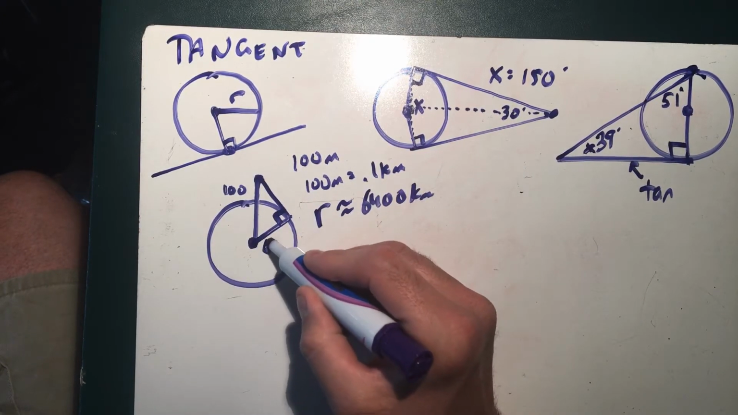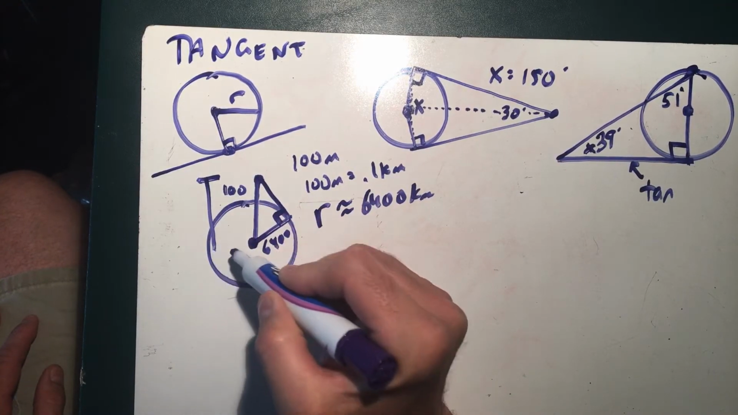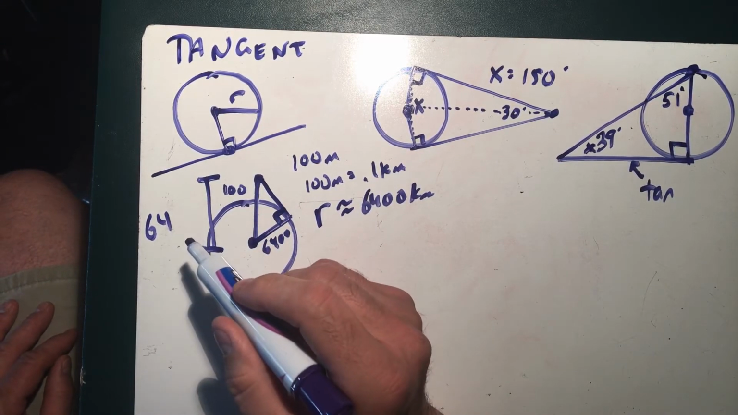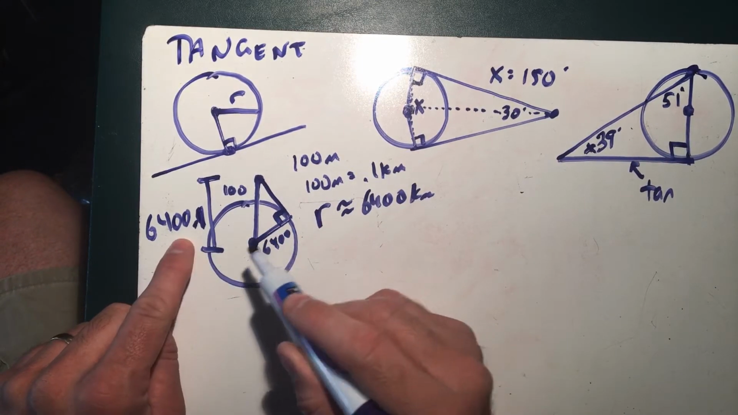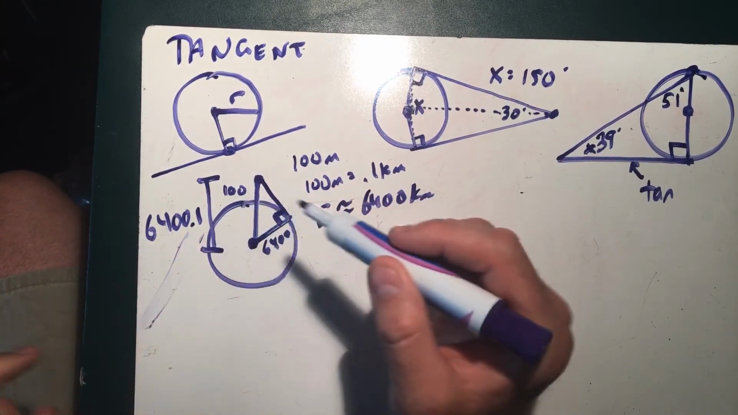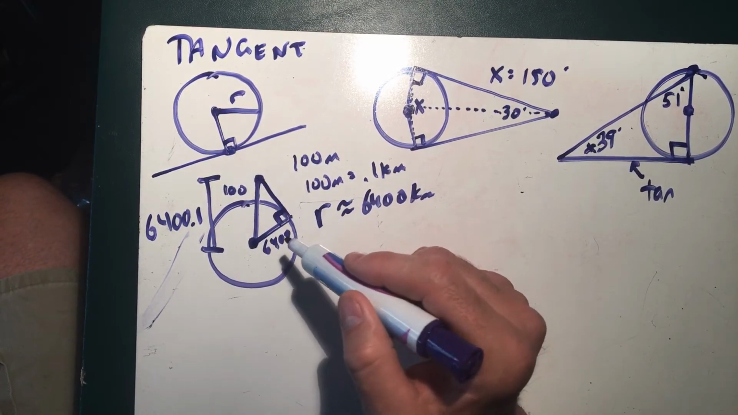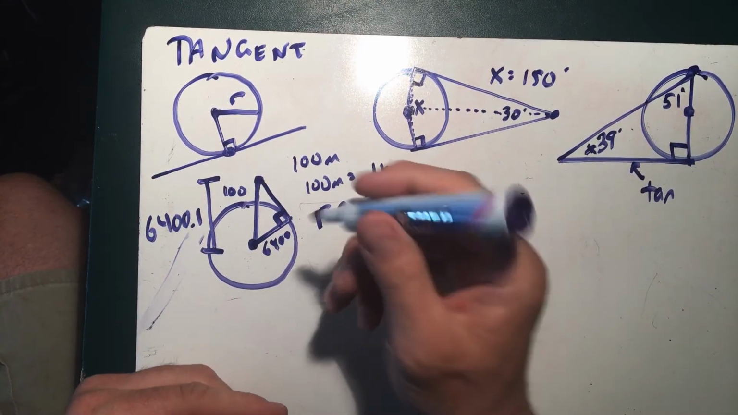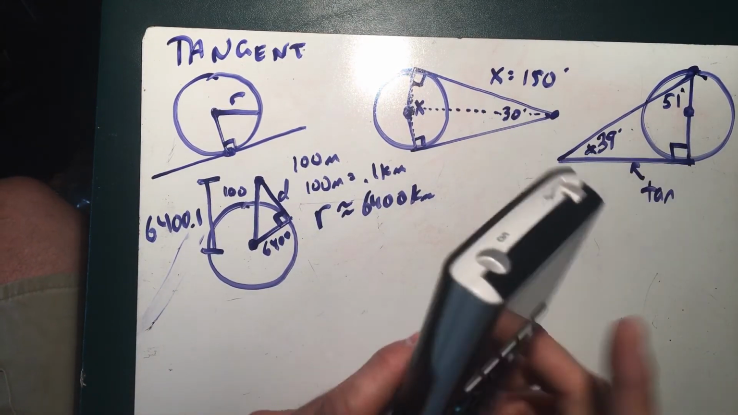So that means this line segment will be 6,400. This whole entire segment from here to here will be 6,400.1. So now I've got this hypotenuse right there, and obviously this is way not to scale because this is going to be a super tiny little sliver here. But I need to find out what this distance is that I could see if I'm only up 100 meters. So I'm going to use the Pythagorean theorem.